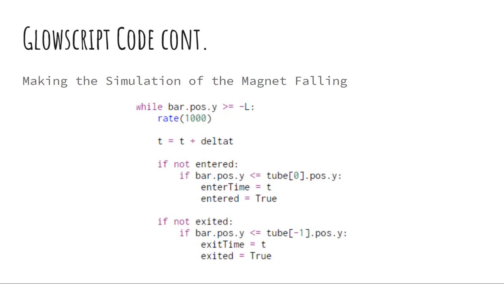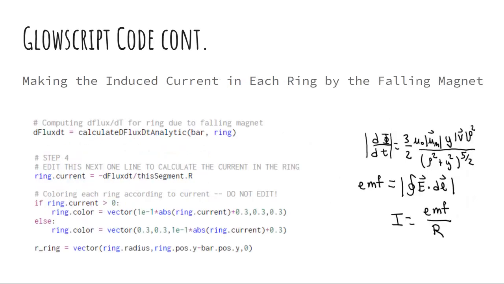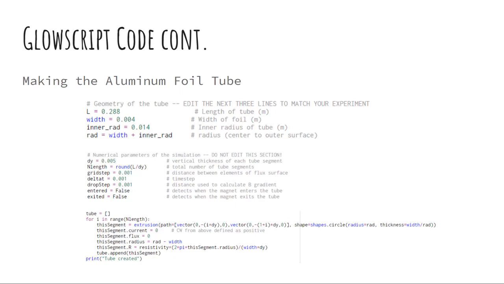This is the function for simulating the magnet falling, with delta t being the change in time in seconds. This is the function for the rate of change in magnetic flux through each ring caused by the falling magnet. Using the change in magnetic flux from the previous slide, I found the current induced in each ring by the falling magnet by dividing the flux by the resistance of the aluminum. The resistance was calculated earlier, in the slide explaining how the tube was made.